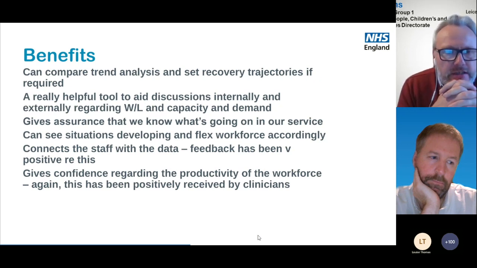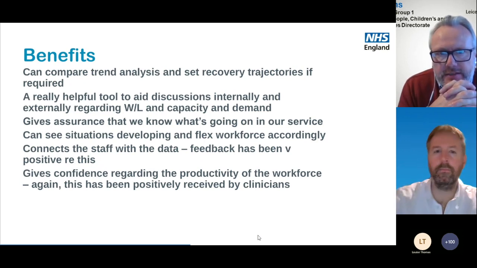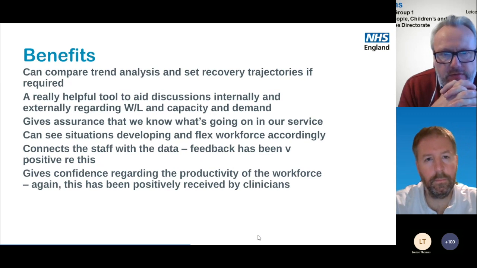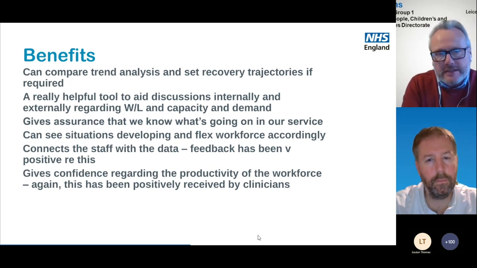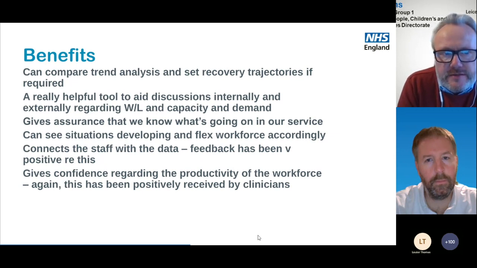So the benefits of PTL for us have been that we can compare our trends and set recovery trajectories, and that's probably more important than ever at the minute. We've seen a real impact from COVID in our CAMHS referrals and the subsequent impact on our internal wait. So that continues to be helpful to us, and it means that we can set our recovery trajectories with a degree of confidence, because we've got the demand and capacity planning in place.